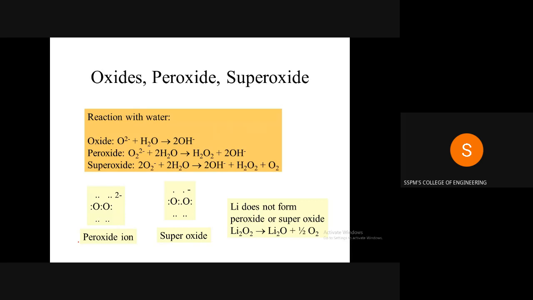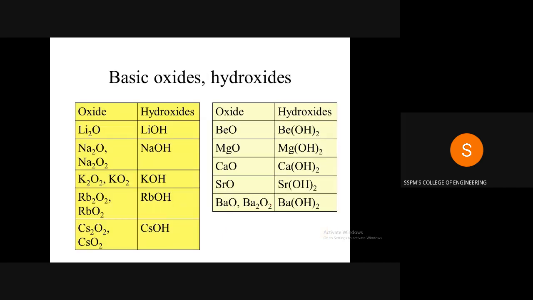Then superoxides. Lithium does not form peroxides or superoxides. Other elements in group 1 do. So lithium is the exception in this. Lithium does not form peroxide or superoxide. Other elements give this reaction. So these are examples of basic oxides and hydroxides.